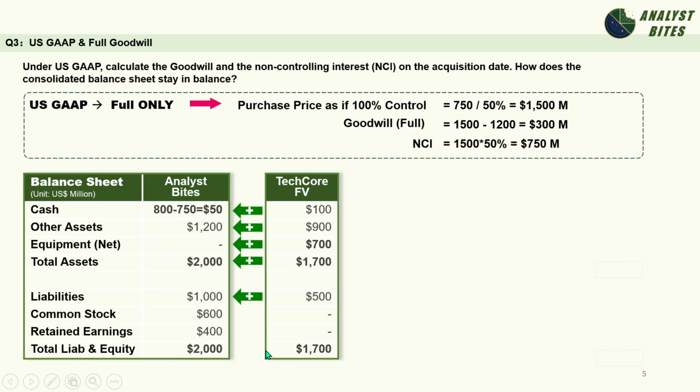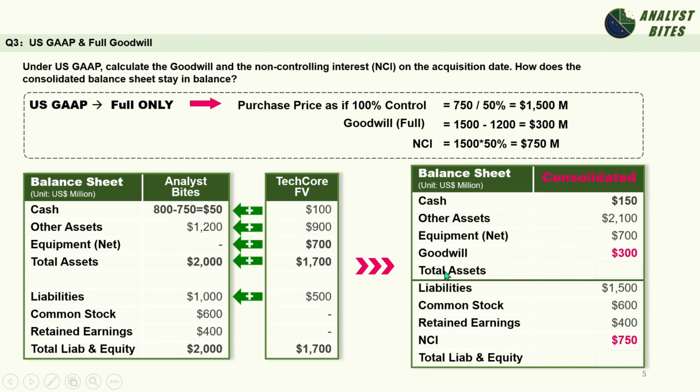Cash drops by 750 million, and we bring in 100% of the sub's assets and liabilities. Step 2, we plug the full goodwill and the NCI into our table. You will see that both sides balance perfectly at 3,250 million. As you can see, the accounting equation still holds.